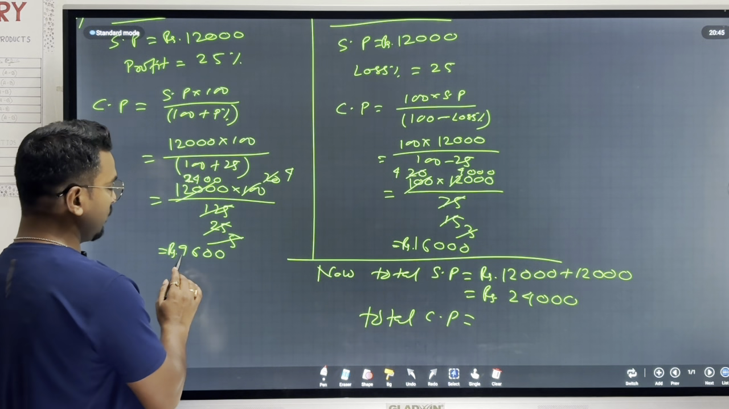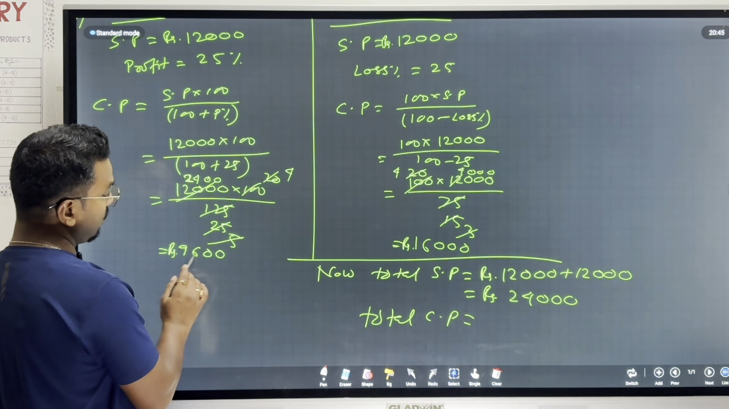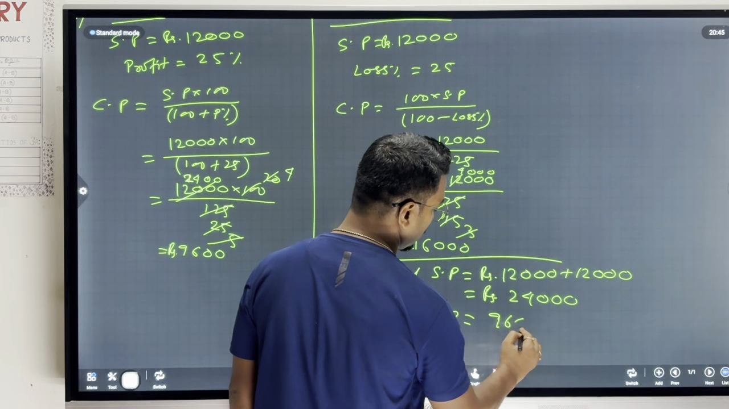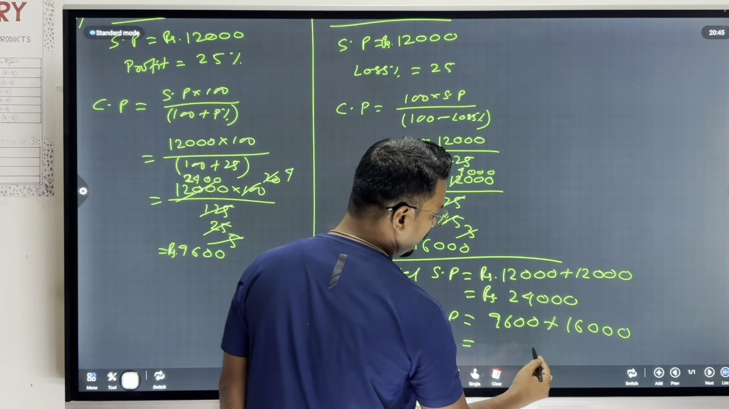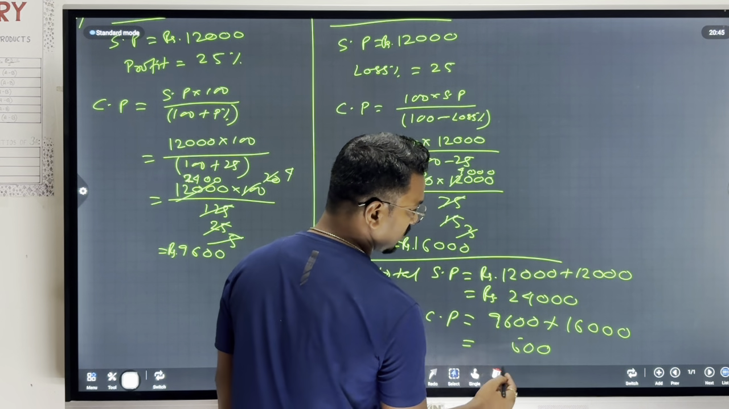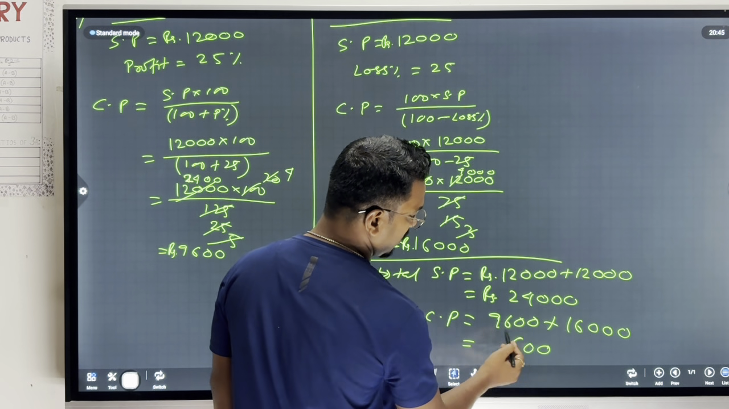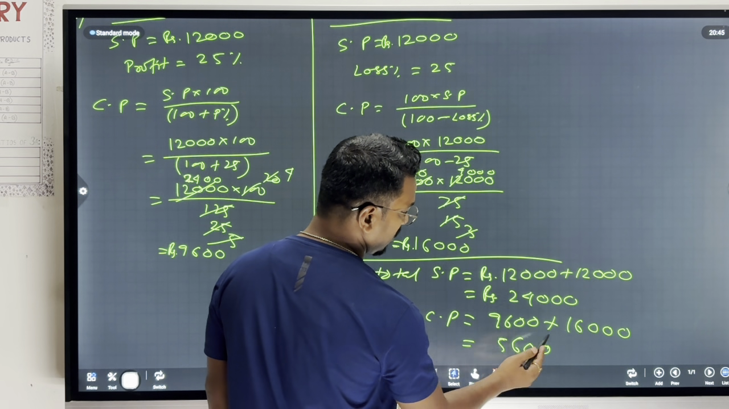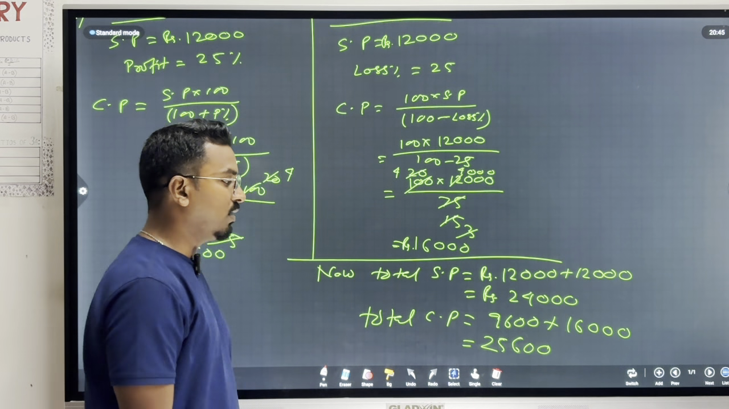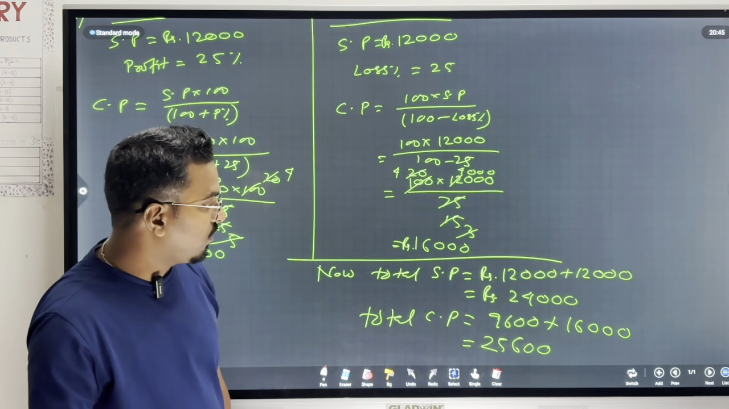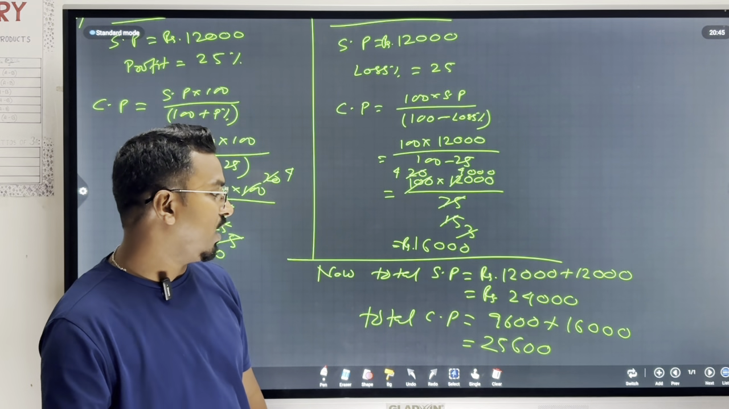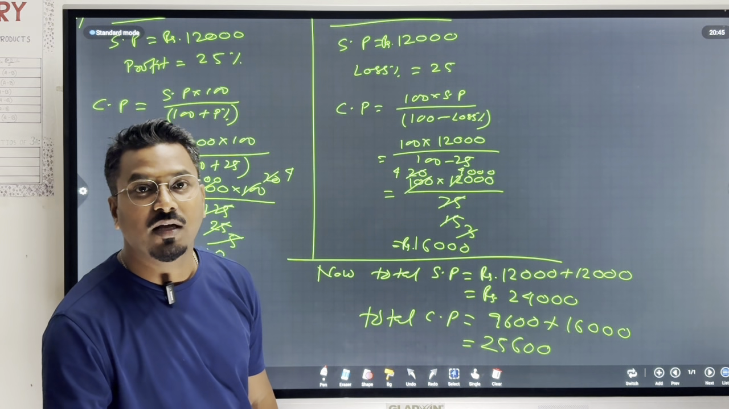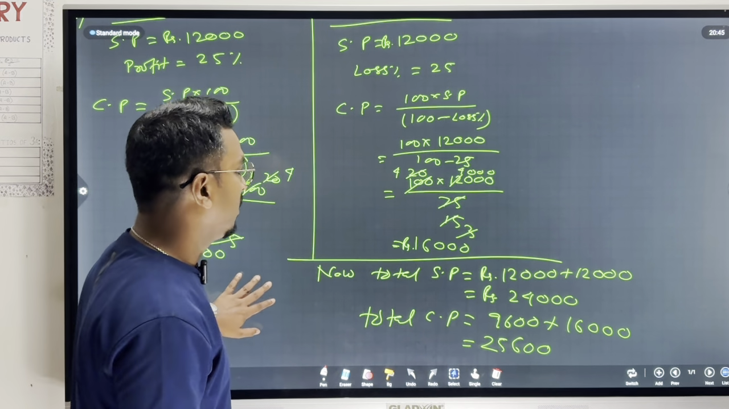In the first case, he got a profit. So in the first case, the cost price was 9,600 rupees. And in the second case, it is 16,000 rupees. So it will become 9,600 plus 16,000, and this is 25,600. Is it 25,600? So cost price is more than the selling price. So in this case, cost price is more than the selling price, then there is a loss. Okay, so there is a loss.